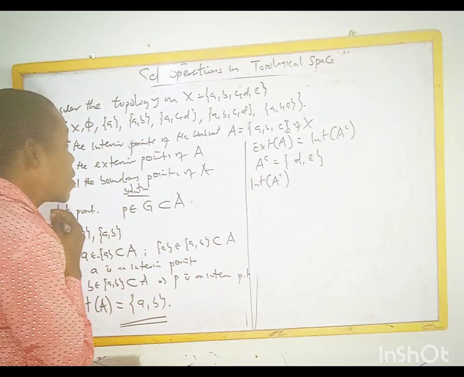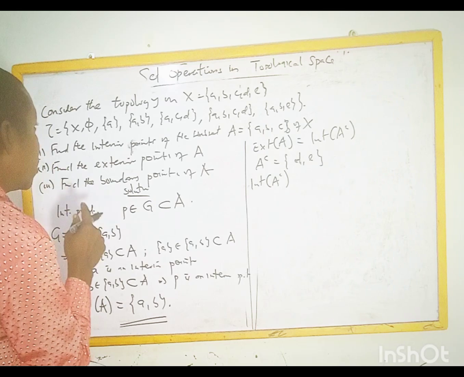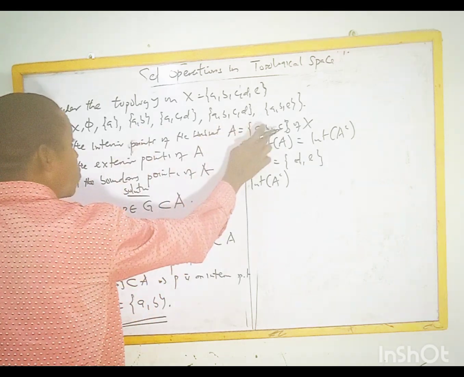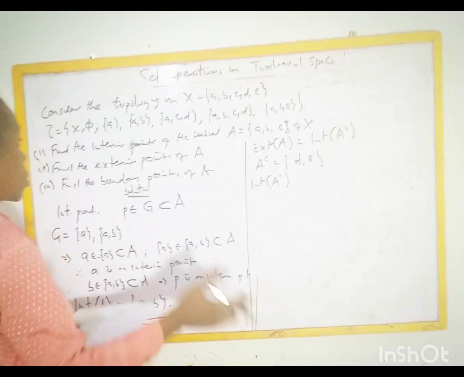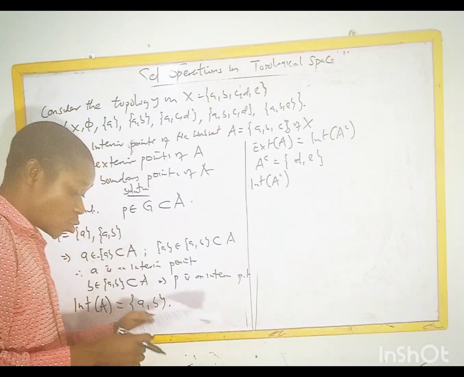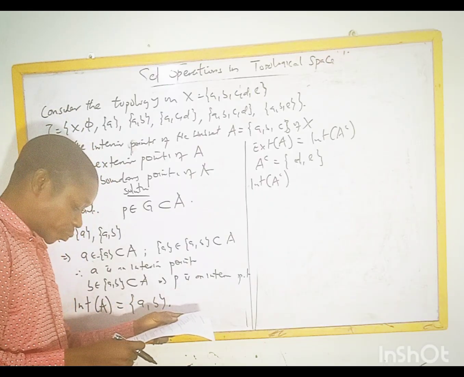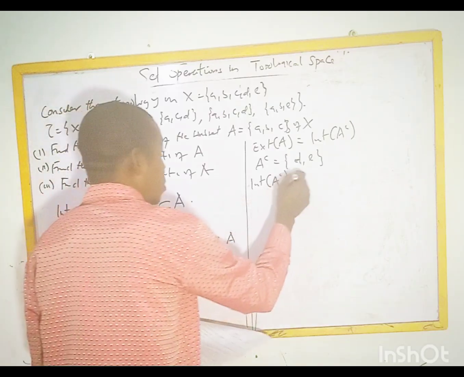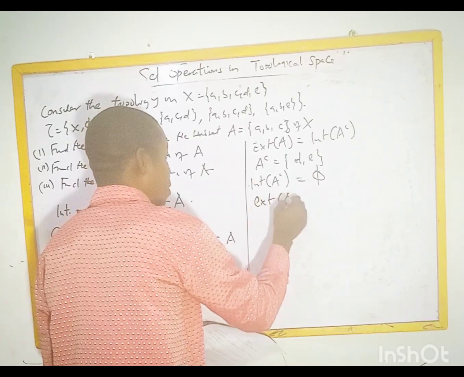Are you getting that? So to get the interior, let's go for d. Let's take those open sets that contain d, which must also be a subset of this one. Do we have one? No, we don't, because {a, d} is not a subset of A. Are you getting that now? Therefore, the interior of this is the empty set.